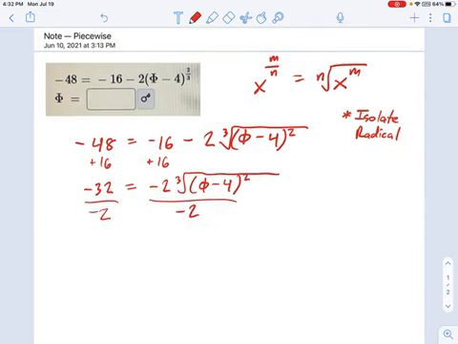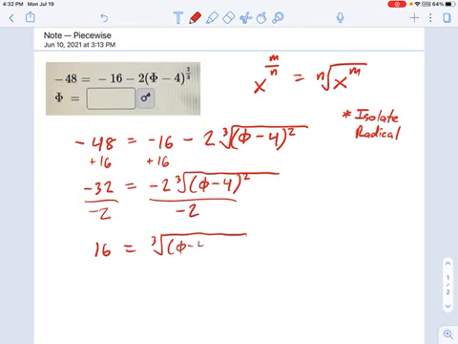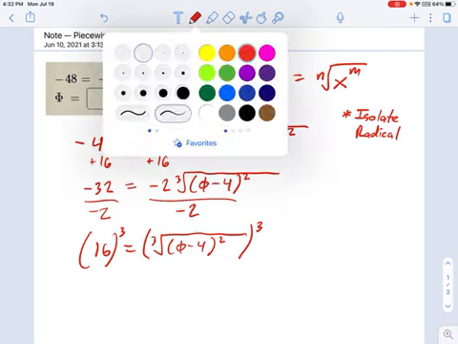So let's go ahead and do that. Negative 32 over negative 2 is just 16. And that equals the cubed root of phi minus 4 squared. Okay, so it is time to get rid of that radical. At this point, let's just keep it simple. Unfortunately, that means we're going to get some big numbers. We're going to cube each side. There are other ways to handle rational exponents, but I want to be consistent with how we've been doing things so far in this unit.